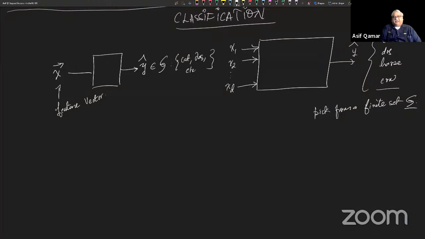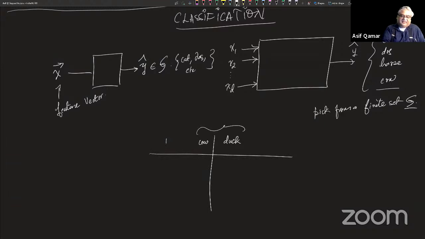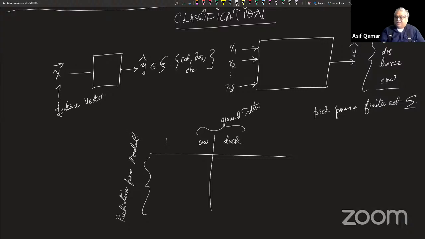So when a classifier makes a prediction, let's play a little game. Say there is a classifier which is given the data, and you have to tell whether it is a cow or a duck. Let me just take two classes, to keep things simple. So this is the reality, the ground truth. But suppose you make a prediction from a model. For the sake of simplicity, assume that there were 50 cows and 50 ducks that you use as test data.